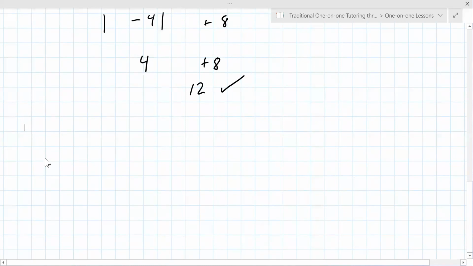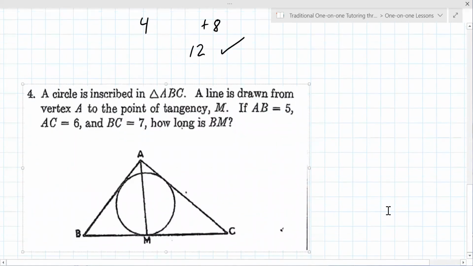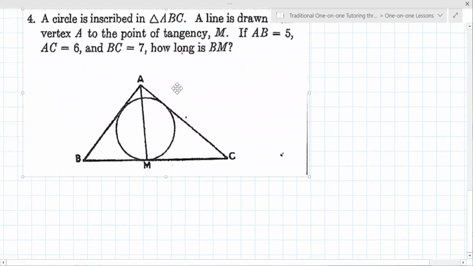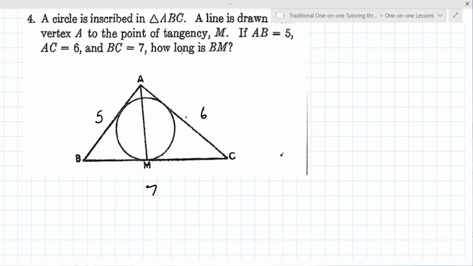All right, this one I have no idea how to do. A circle is inscribed in triangle ABC. A line is drawn from vertex A to the point of tangency M. AB equals 5, AC equals 6, BC equals 7. How long is BM? And no multiple choice now. Oh no, they're down there at the bottom. Okay. All right, the line is drawn from vertex A to the point of tangency. If AB is 5, AC is 6, and BC is 7, how long is BM? I think this is one of those workaround problems, maybe? I'm not really sure.